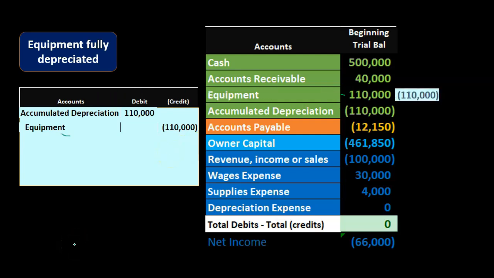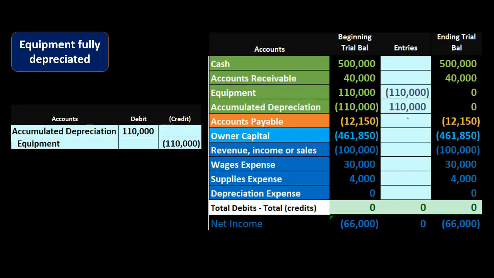If we post this out, then the equipment account has a credit here. That credit will be posted to the equipment, so it has 110. Starting with a debit, we posted a credit to it from this journal entry, bringing the balance down to 0. Then the accumulated depreciation, we're going to debit it. So it started with a credit of 110,000. We're going to debit it 110,000, bringing us down to 0. So if we look at all the accounts here, we can see that it did what we would expect it to do. It took the equipment fully off the books.